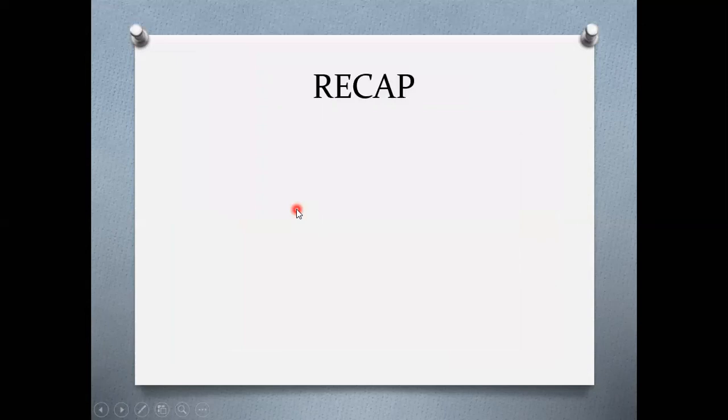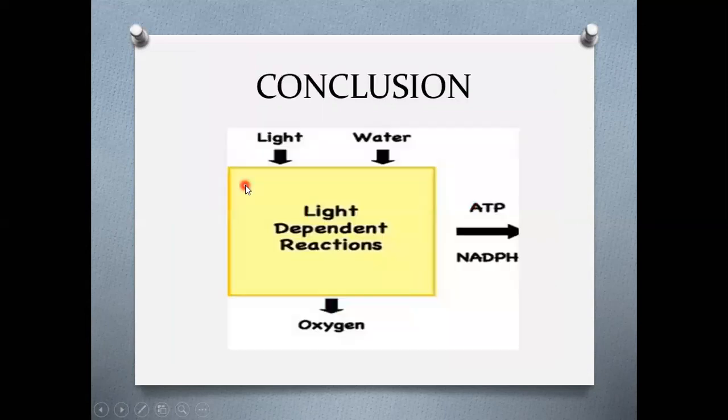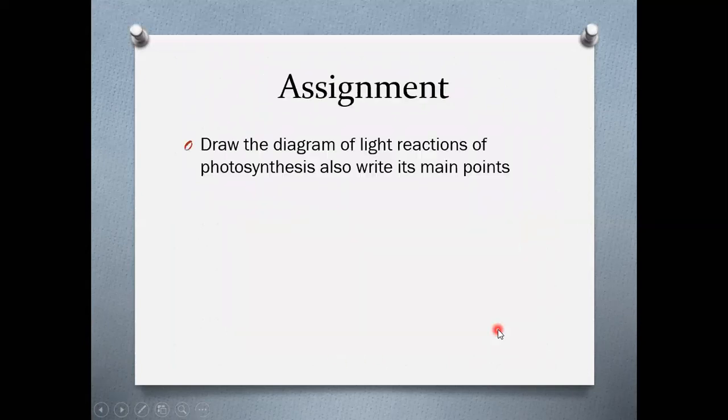That was the conclusion. Let's have a quick recap of what we have learned today. We learned the first stage of photosynthesis, the light reactions. In light reactions, light and water are taken in by the plant, the light reaction takes place, and oxygen is released along with the production of ATP and NADPH.